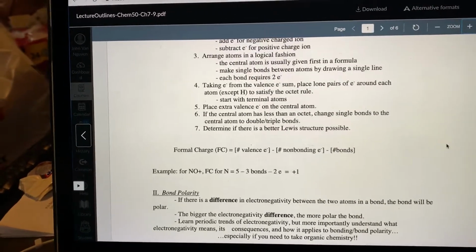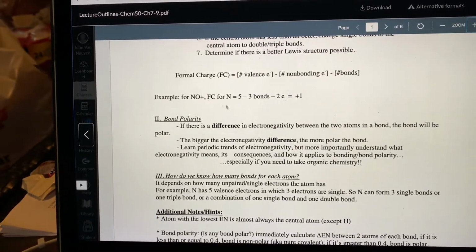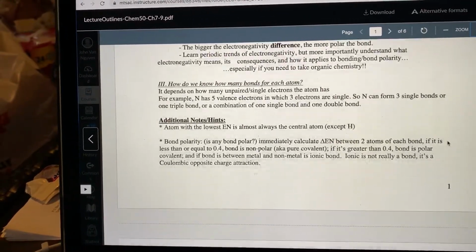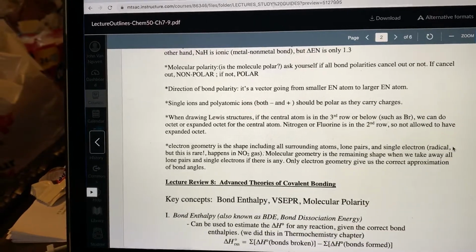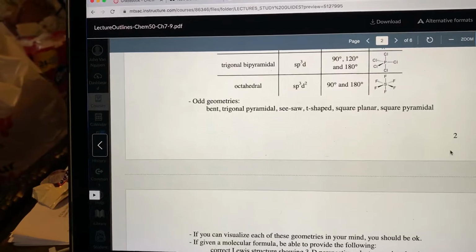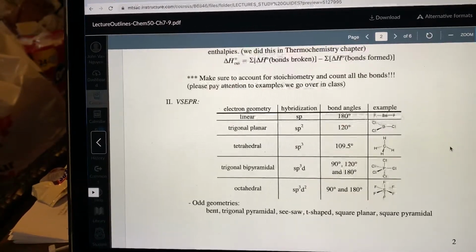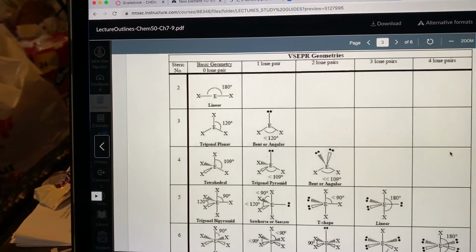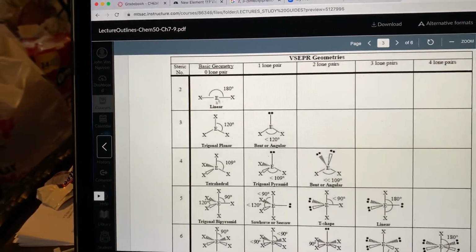After you get the Lewis structure, the next concept will be bond polarity, and that should be good enough for Chapter 7. For the molecular geometry, Chapter 8 will take care of that, and we've got a few tables here. One is probably the most important table, the VSEPR table.